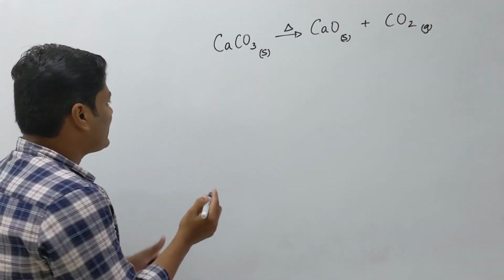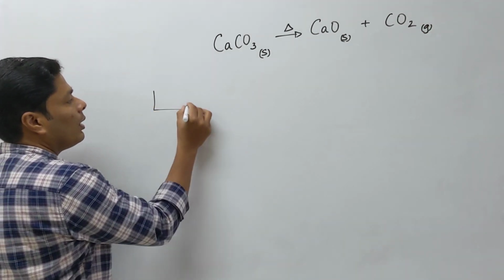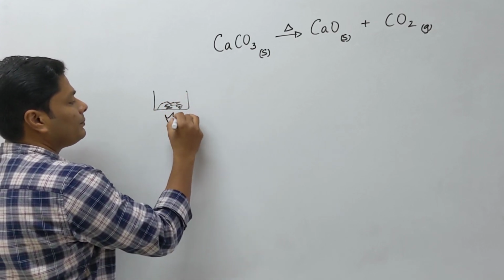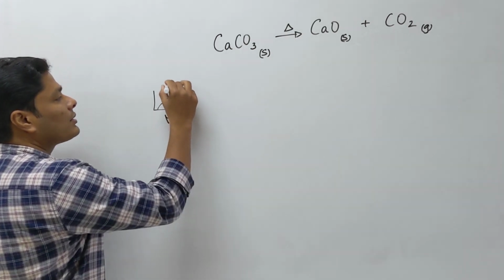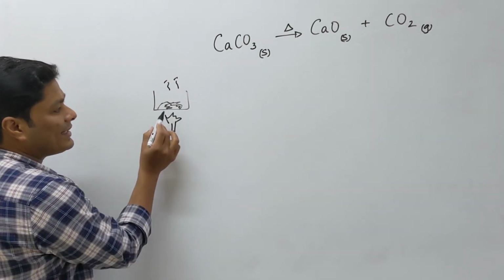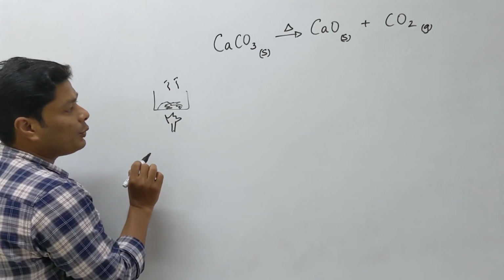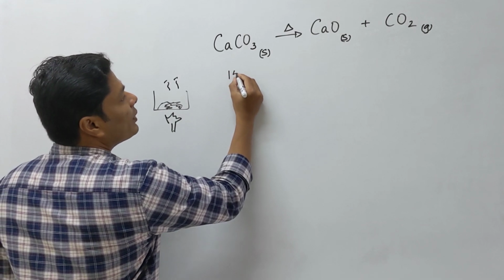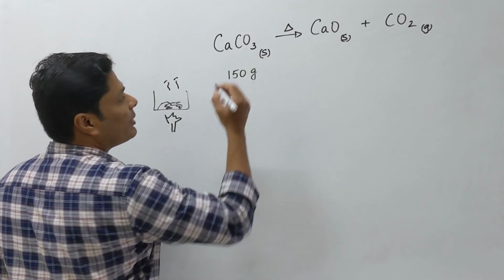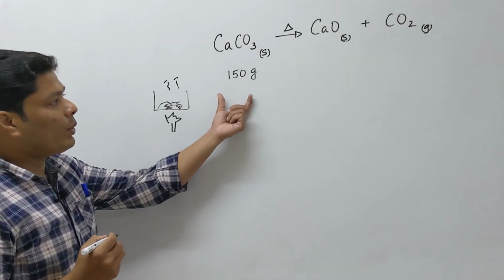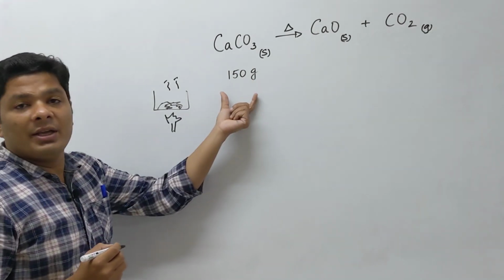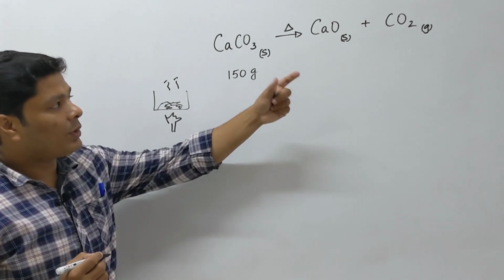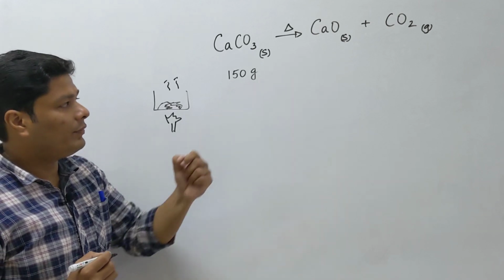Now I have a sample of calcium carbonate, but it is not 100% pure. If I heat it, some amount of CO2 goes and calcium oxide is left. So if it is 100% pure, it is very simple. For example, let's take 150 grams of calcium carbonate. I take 150 grams. Then there is no limiting reagent, because there is only one reagent. What is the mass of the gas evolved, or what is the mass of calcium oxide formed? We can look into it.